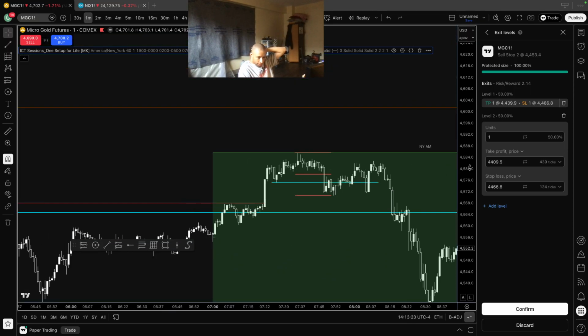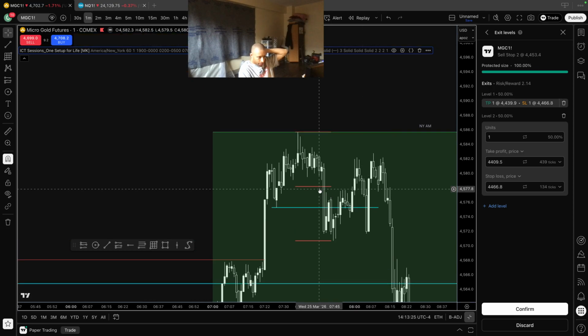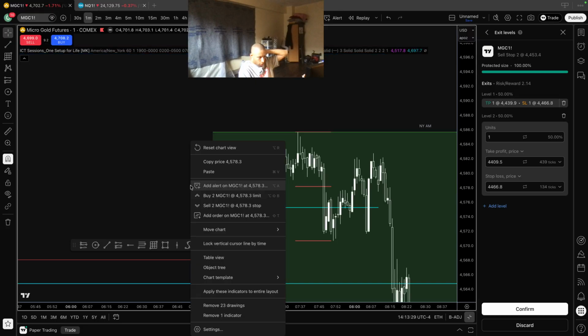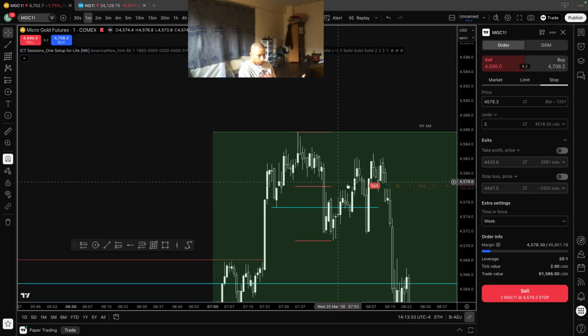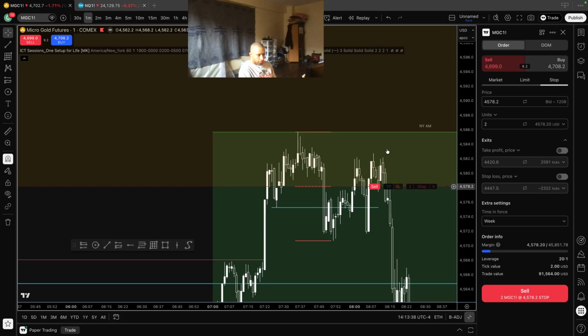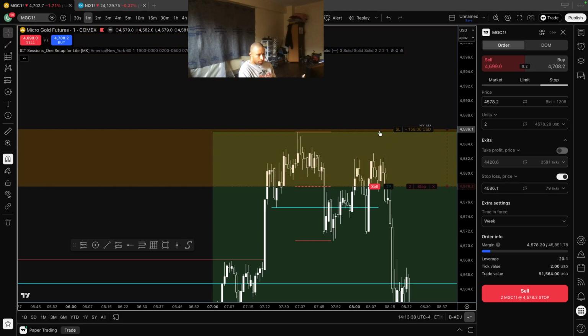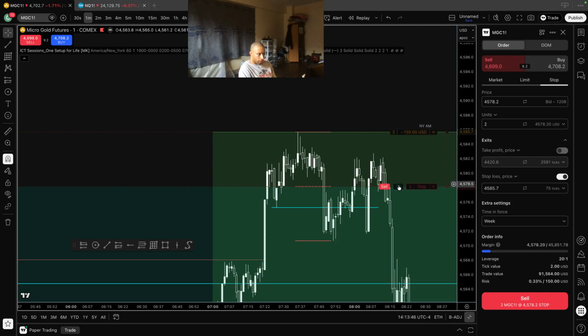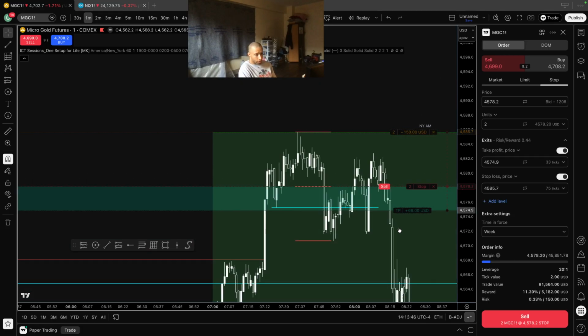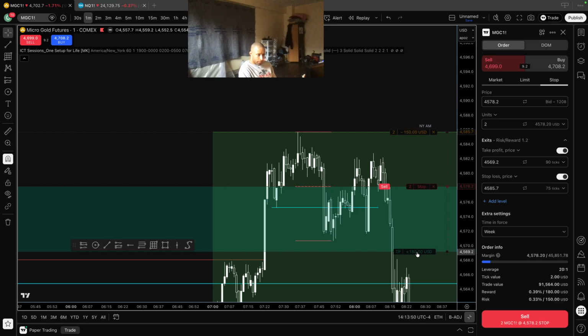But let's just say, since we didn't get a real 5 minute break of structure, let's take this like the 2022 model, which means I'm entering at a fair value gap in equilibrium, which is right here. This is equilibrium. Stop loss here. Now I'm taking this the classic way I used to trade, which is on a 1 minute market structure shift or break of structure, and then a pullback into equilibrium.